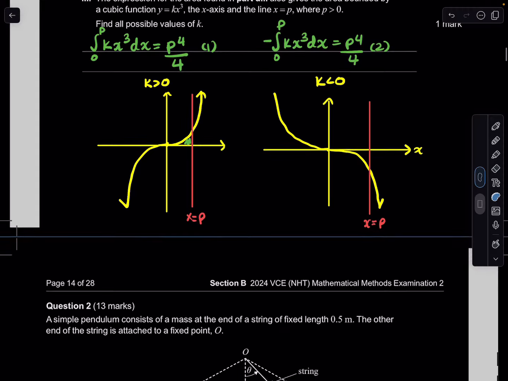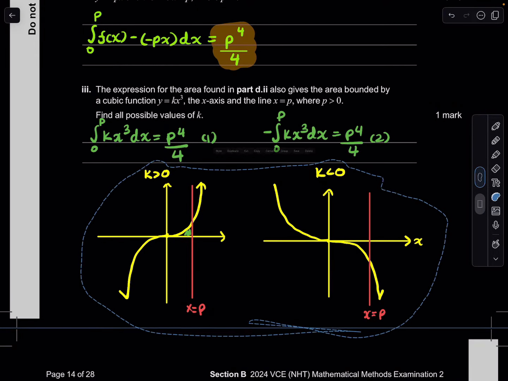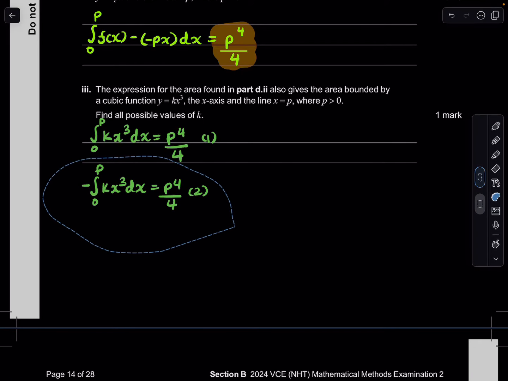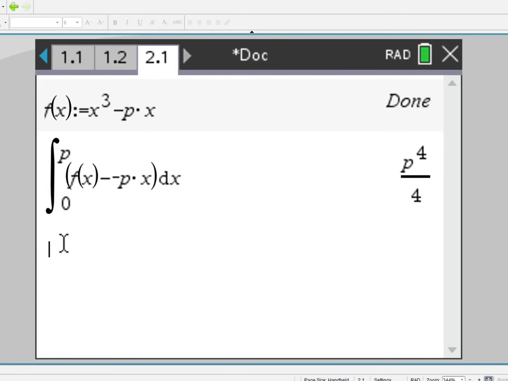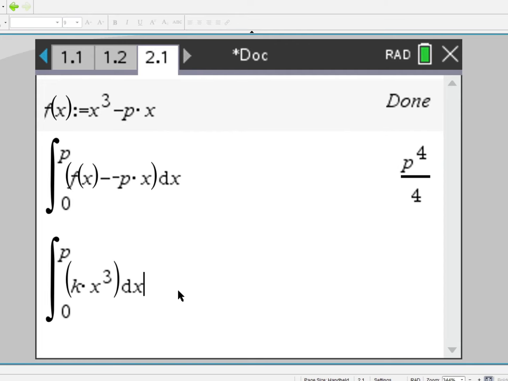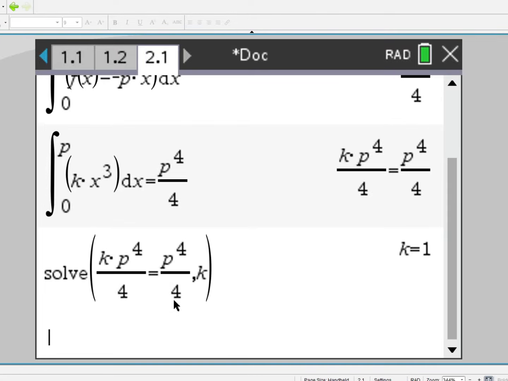So let's do that. I'm going to delete these now. There's no need for these. We just needed to find that there was two possibilities. And so let's put this down here. Let's try the first one on our CAS, and we'll put both of them. So the first one was the integral from 0 to p, k times x to the power of 3 dx equals p to the power of 4 over 4. And so when we solve this, answer comma k, we get k equals 1.